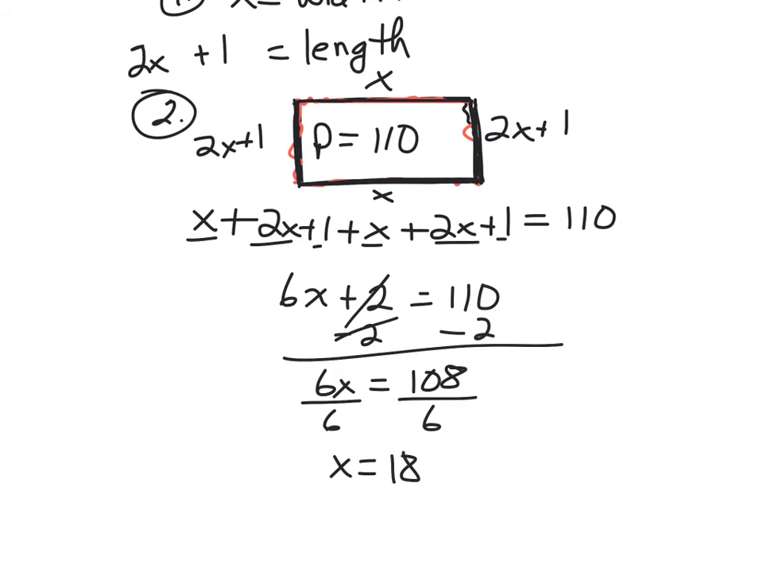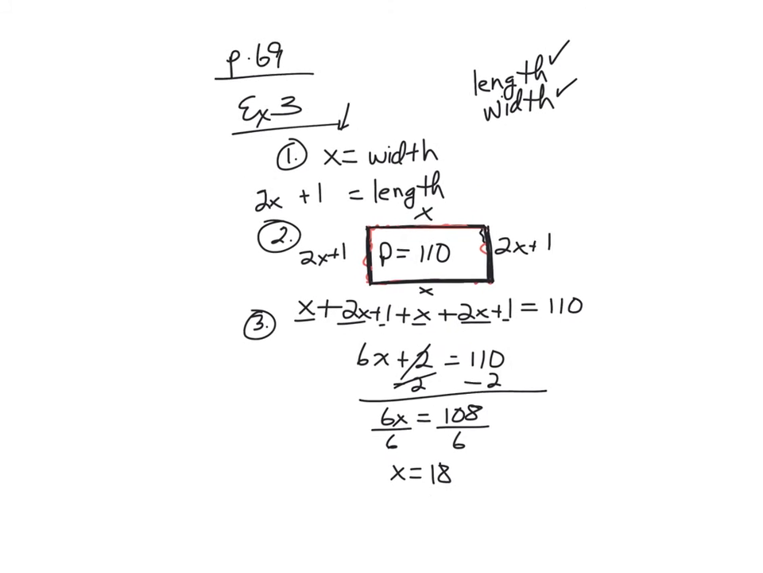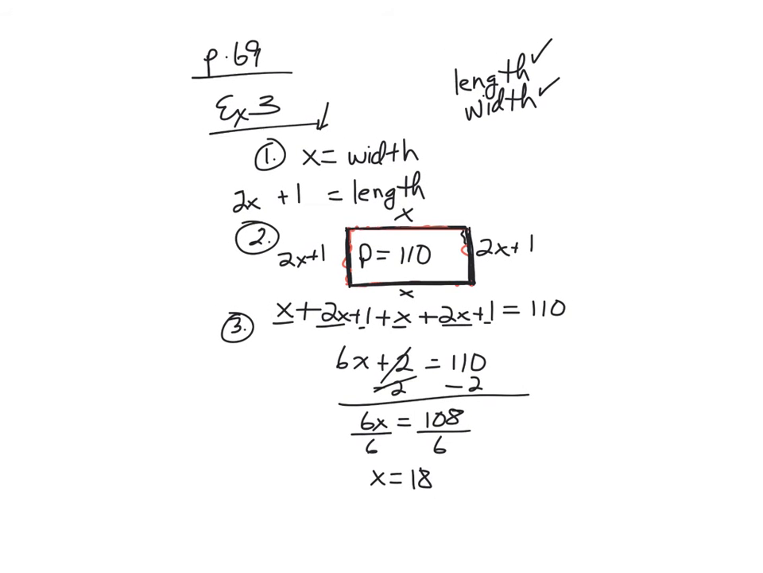Alright, so we just did step 3. We solved our equation. Now, step 4 is, let's do a check. Okay? Is the answer reasonable, and did we answer everything? Well, we haven't answered everything because we've got x equal to 18. x we defined to be the width. So I know the width of our rectangle is 18.